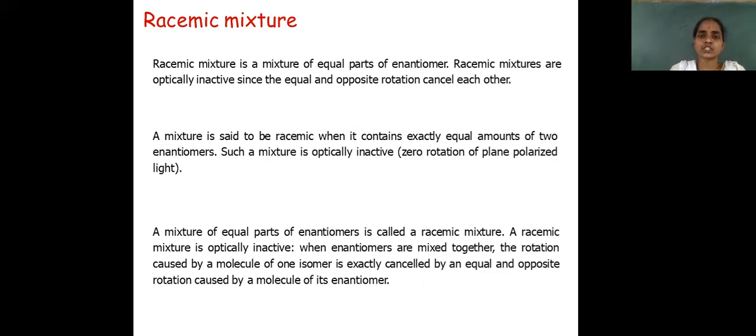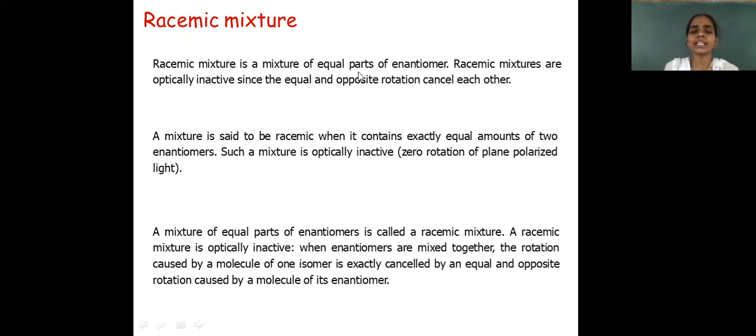Now we will see the racemic mixture. So what is a racemic mixture? This is a small definition. A racemic mixture is an equimolar ratio, or equal amounts, of enantiomers. As we know, enantiomers are mirror images of each other and are not superimposable, and they are optically active towards plane polarized light, showing orientation towards the right and the left.